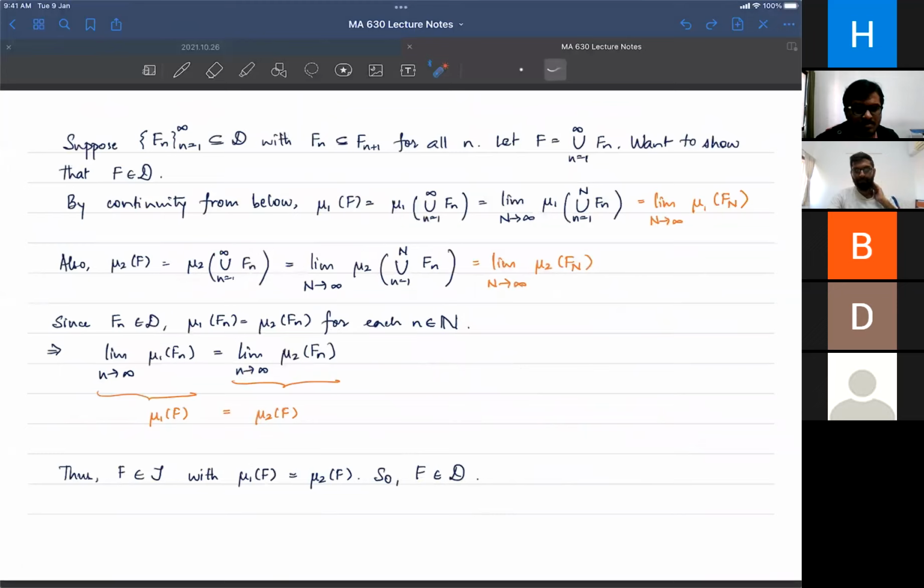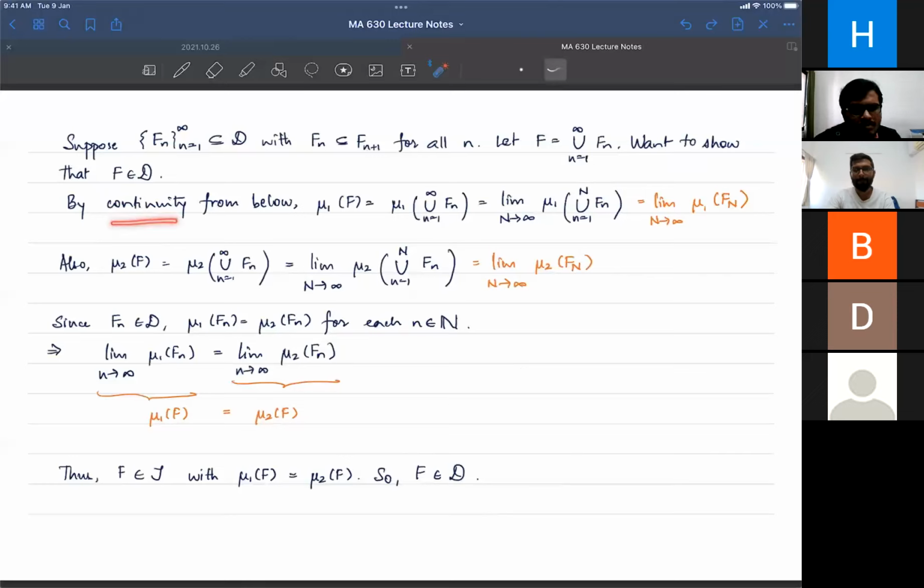Okay, the third thing we want to show is that it is closed under countable increasing unions. So suppose F_n, n going from 1 to infinity, is a subset of D with F_n contained in F_(n+1) for all n. Let F be the union, n going from 1 to infinity, of F_n. What do we want to do? We want to show that F is in D. Correct? Okay, now you remember some properties of measures.